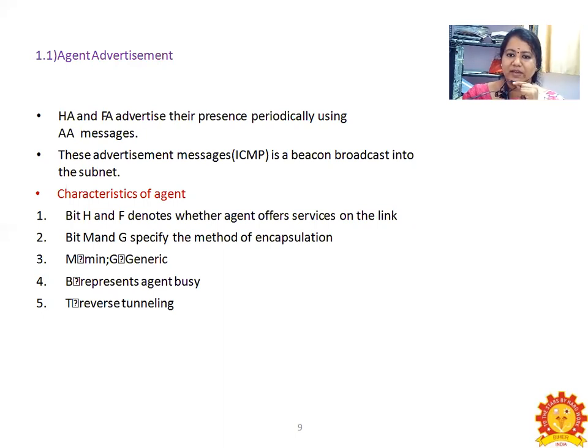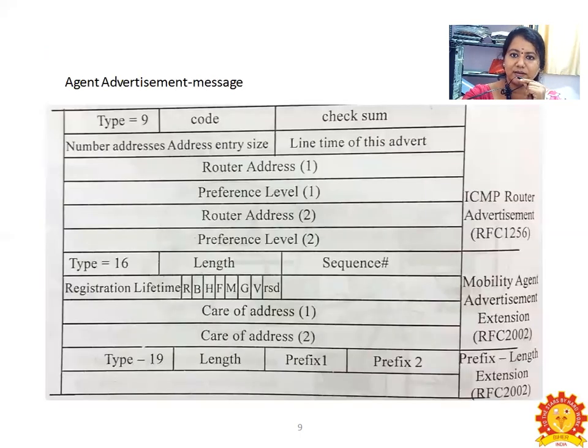Here we have the characteristics of agents. The bits HA and FA denote that the agent offers the services on the link. Next, the bits M and G specify the methods of encapsulation, where M is minimum and G is generic. The bit B represents that the agent is busy. T represents reverse tunneling. So these are the characteristics of an agent which come under the agent advertisements.